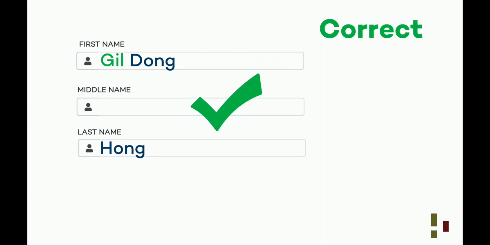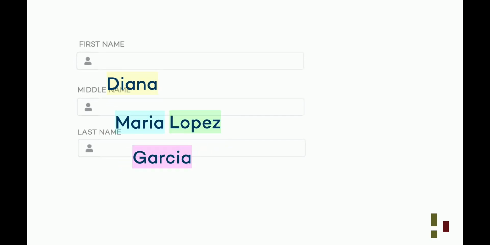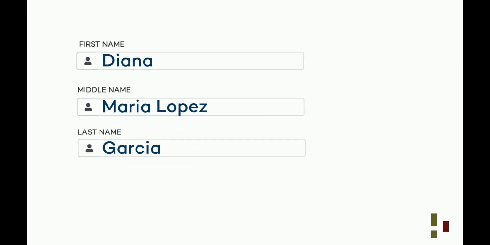And that's related to compound names that we see in Spanish, where either the first name or the last name, or both, may have two different names as the actual name. Take this example, Diana Maria Lopez Garcia. Her first name is Diana Maria, and her last name is Lopez Garcia. But yet we can understand there are many possible ways for that name to be entered into the EHR.